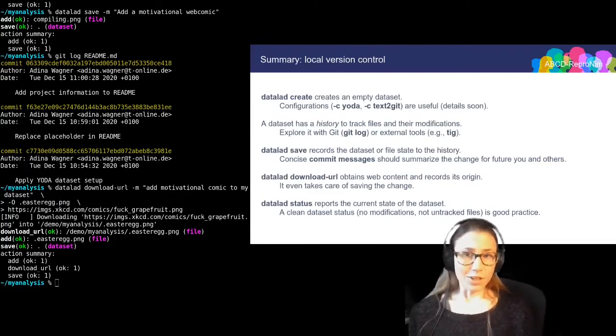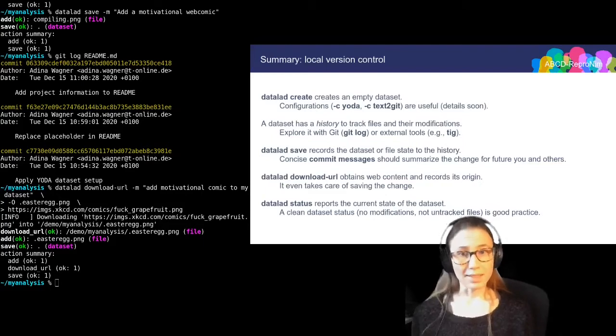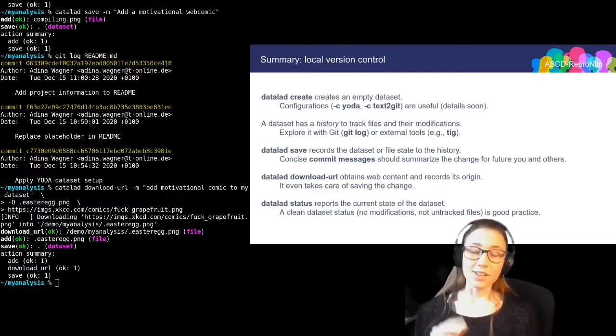DataLad save records the dataset or file state into history. This does version control with fewer commands than Git, and you may find it easier, but you could also use Git commands in DataLad datasets. In any case, make sure to attach commit messages that summarize the change for future you and others to have a nice human-readable dataset history.